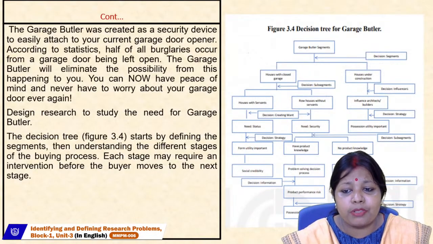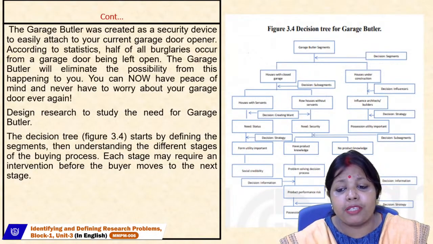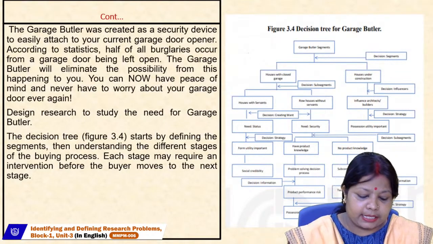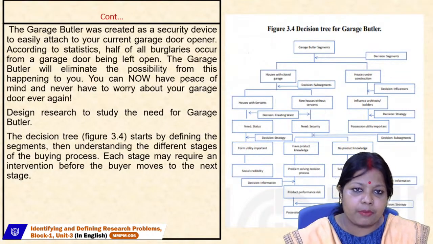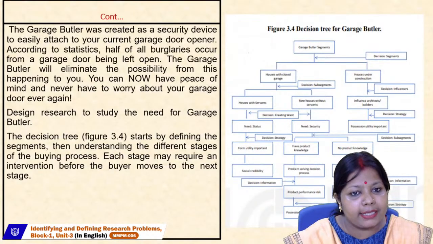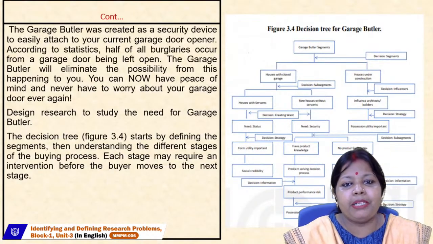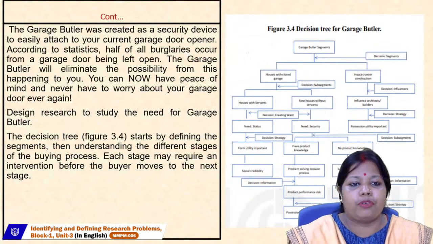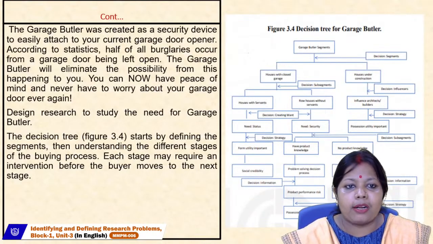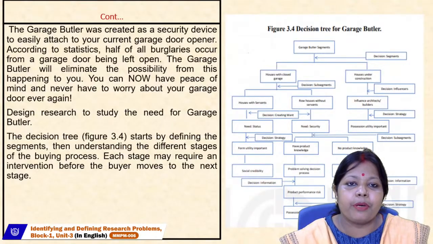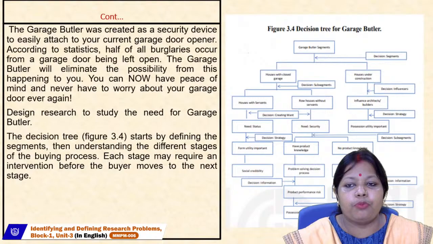If we have knowledge about that product, then the problem solving decision process will start. I'm talking about one chain: I require that product, I have the knowledge, then it is now easy for me to decide that I should go for that product. Because security is the priority for me, I will definitely go for the garage bottle.